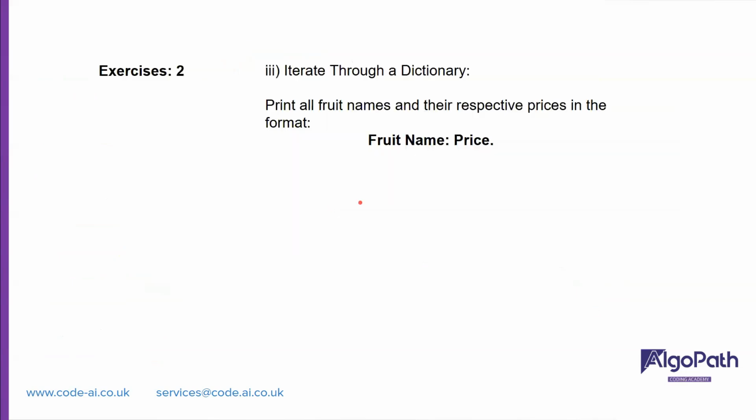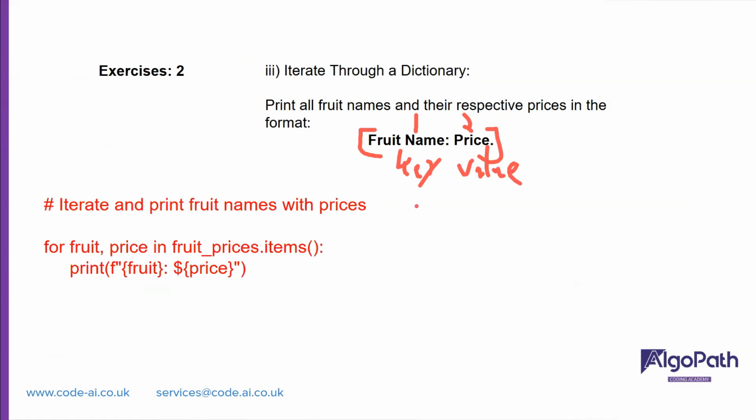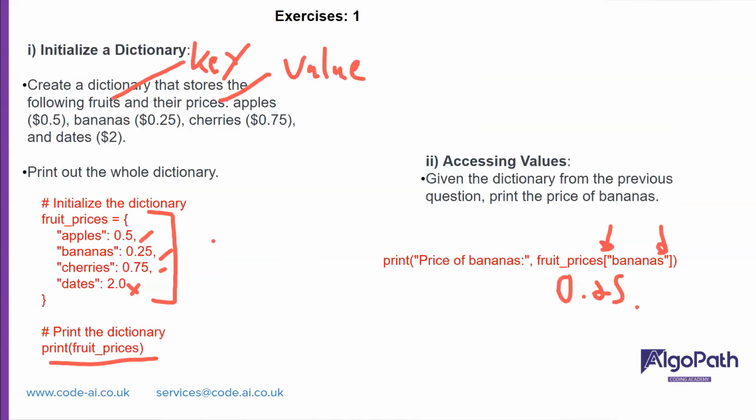Activity 2. If you wish to do this yourself, pause the video right now. We want to iterate through a dictionary. So what we want to do here is print all fruit names and their respective prices like this. So we're going to print fruit name first and then price. In other words, print the key and then print the value. To do that, we're going to use a for loop, and we're going to print the items of that list. And that list would be the one that we created over here.